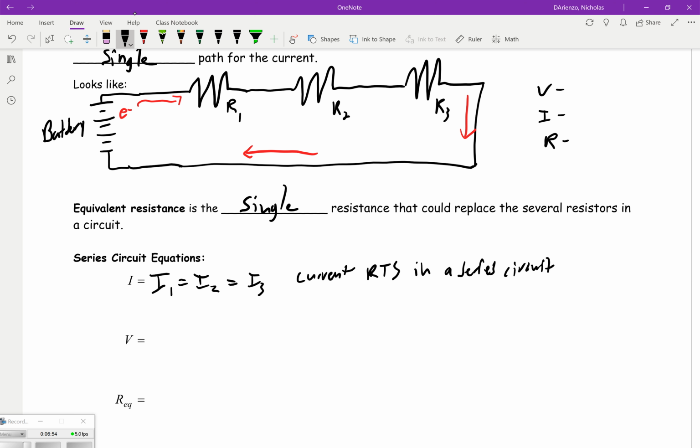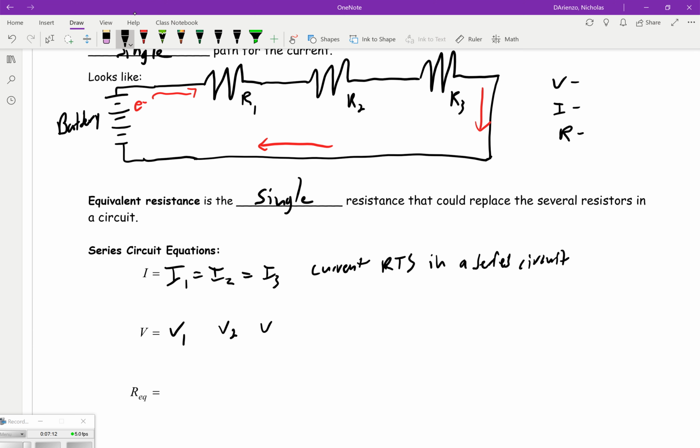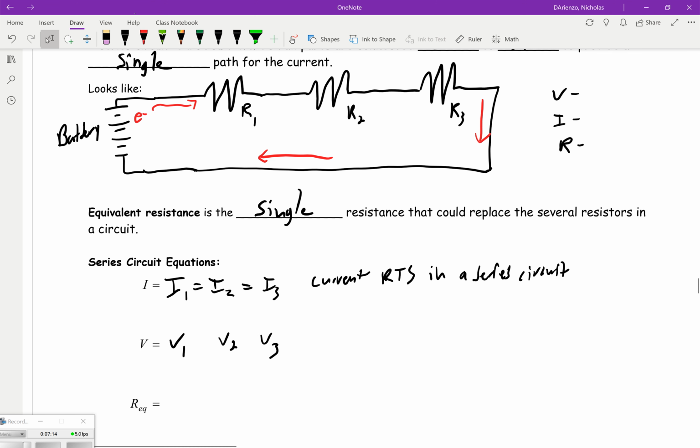The voltage, however, is going to be different depending on the type of resistance in the circuit. Now through resistor 1, we could have current 1. We could also have voltage 1 through resistor 1, voltage 2 through resistor 2, voltage 3 through resistor 3, and so on. This will just depend on how many circuit elements we actually have in the circuit.